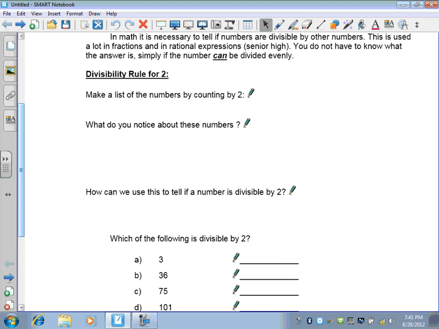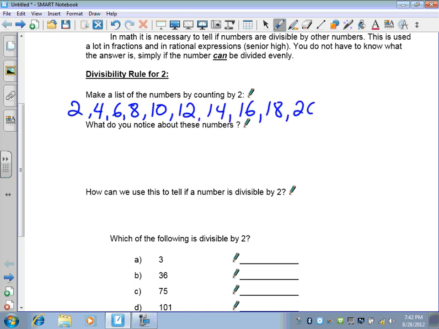So let's start with a divisibility rule for 2. If you take and make a list of the numbers which are in the 2 times tables, we call these multiples, or skip counting by 2s. What I want you to do is make a list of the numbers counting by 2. So you should write down 2, 4, 6, 8, 10, 12, 14, 16, 18, 20, and it just keeps going on and on and on, and it never stops. 3 dots usually means it continues forever.